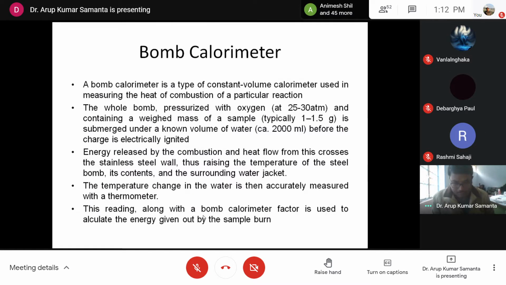As I was discussing in the last class and yesterday, gross energy is the total amount of energy present in a food material or feed material. How to get that gross energy? When a food is completely oxidized in the presence of oxygen, the amount of heat produced is the heat of combustion, or gross energy.